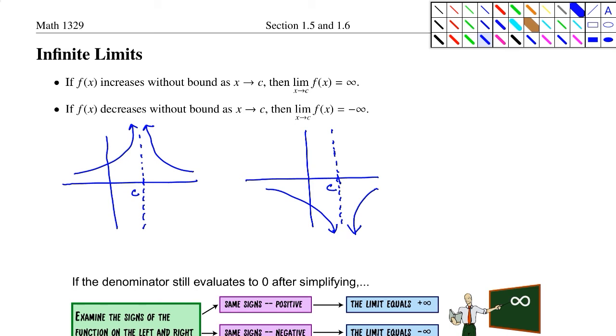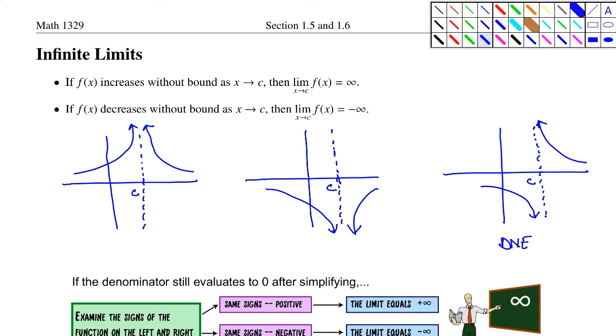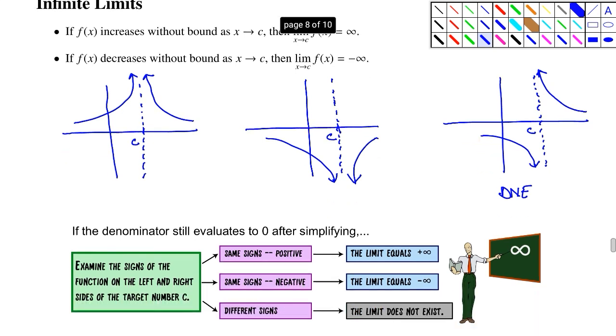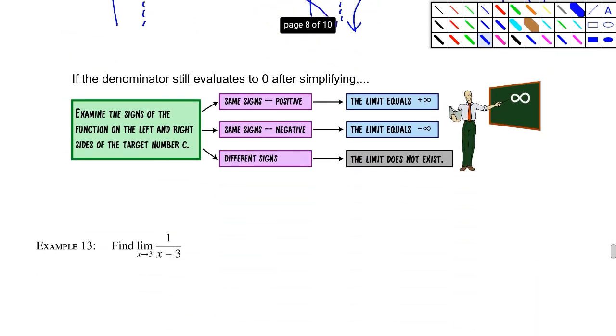And then the third scenario is, suppose you have a vertical asymptote, and let's just say on the left side it decreases without bound. On the right side it's increasing without bound toward x equals c. And so that is neither. So that does not exist, period. So in that case, you have different behaviors on either side of c, so we just say it does not exist. Now here's a helpful little diagram to help you remember how to do these problems.